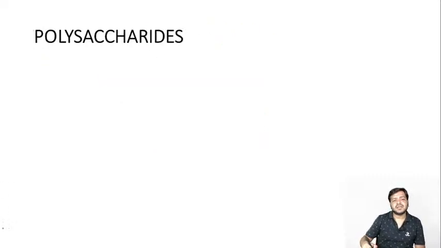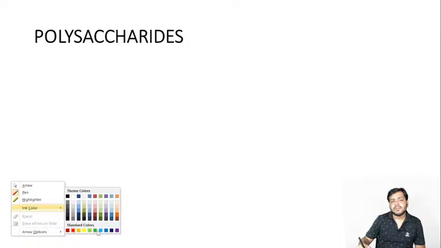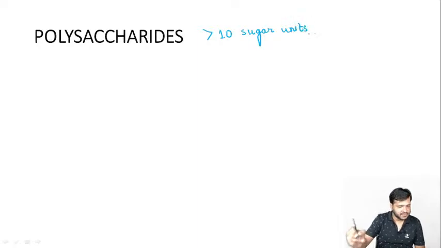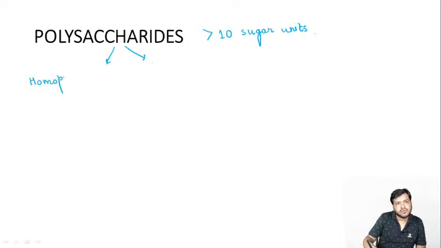Moving ahead to the next topic, that is the polysaccharides. Polysaccharides, basically you already know via the definition, consist of more than 10 sugar units. It is further divided into two types. Okay. It is homopolysaccharide and it is heteropolysaccharide.